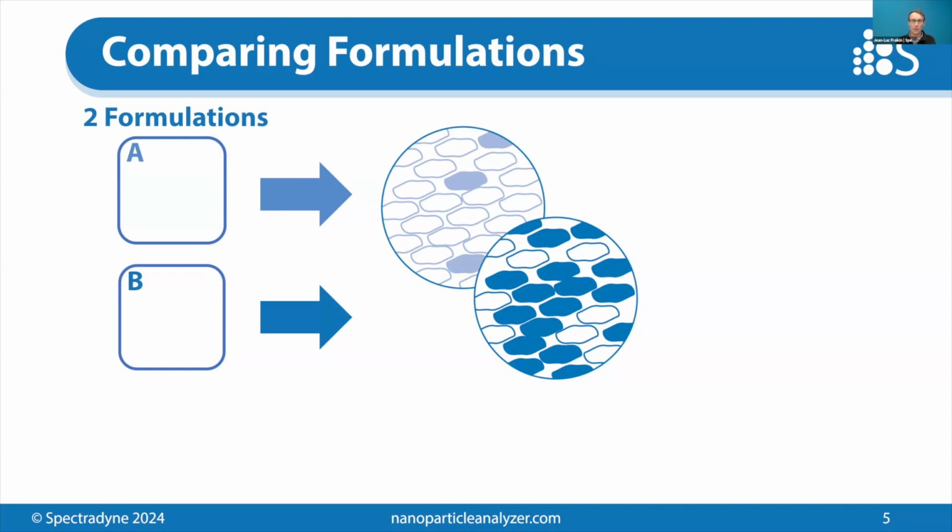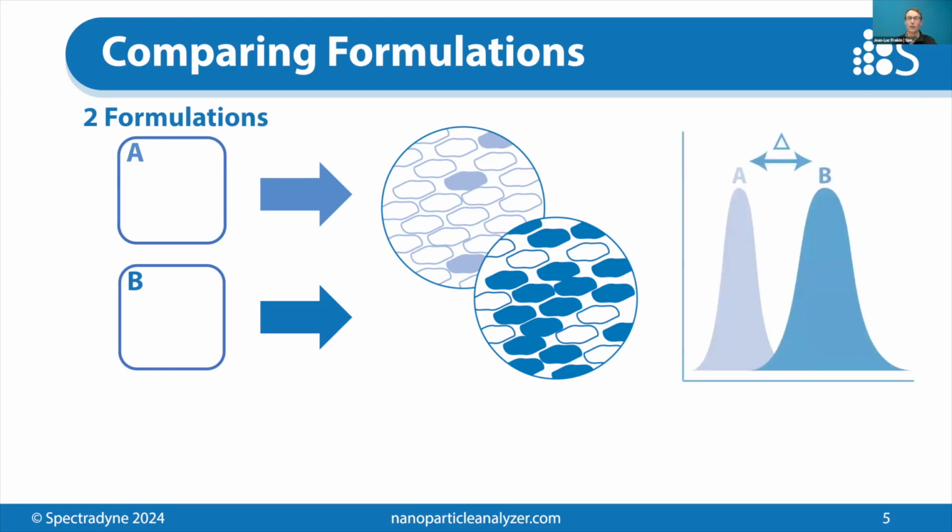So maybe that's a tissue culture media or tissue culture model. And A and B affect different changes in that system, and then we analyze that with some kind of downstream analysis. And in this case, I'm illustrating it with a flow cytometry example. So you see a shift in between formulations A and B.